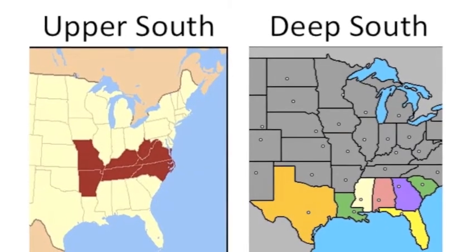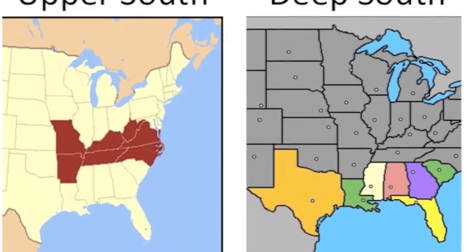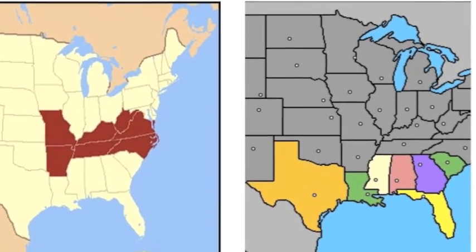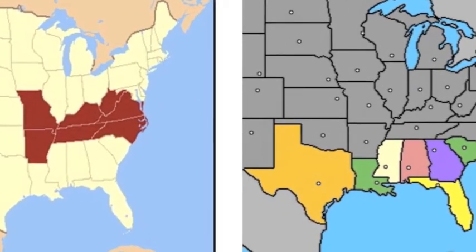The Old South was split into two: the Upper South, consisting of Virginia, North Carolina, Tennessee, and Arkansas, and the Lower or Deep South: South Carolina, Georgia, Florida, Alabama, Mississippi, Louisiana, and Texas.